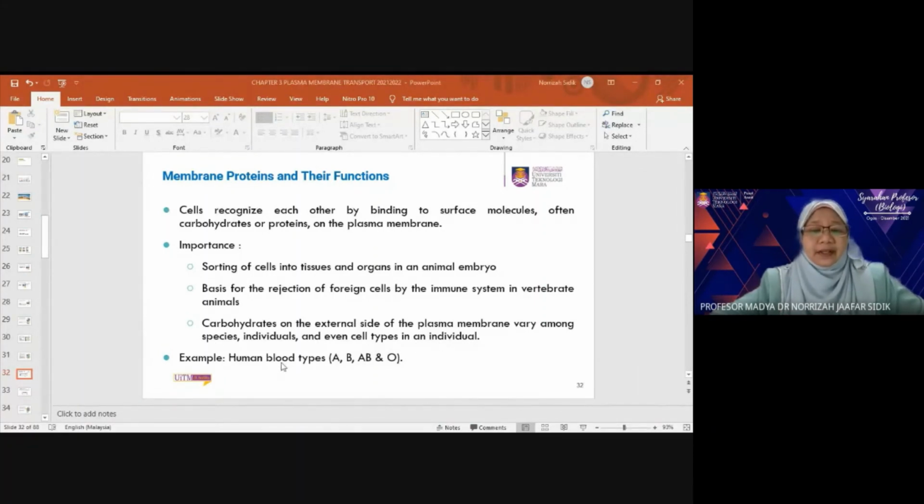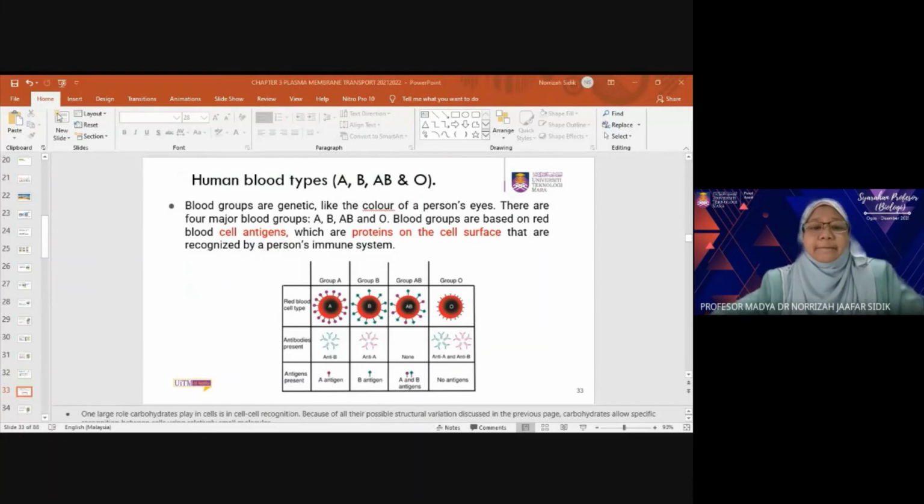An example given here is the human blood types, A, B, AB and O. If you look, the blood types are genetic. There are 4 major blood groups: A, B, AB and O. The blood groups are based on the cell antigen, which are proteins on the cell surface that are recognized by the person's immune system.